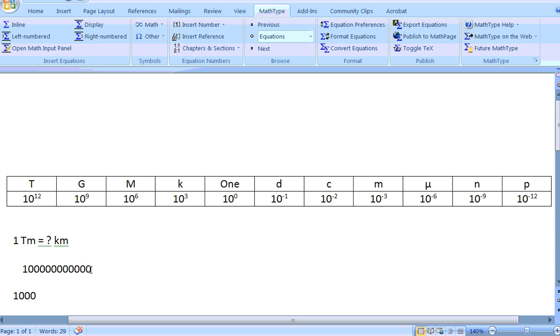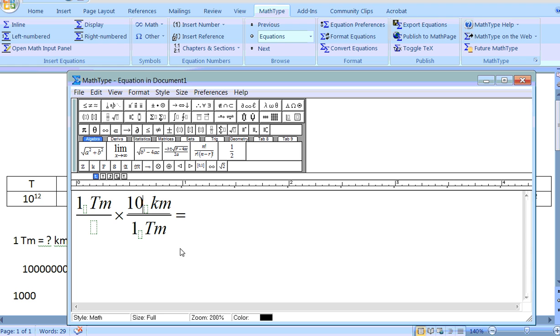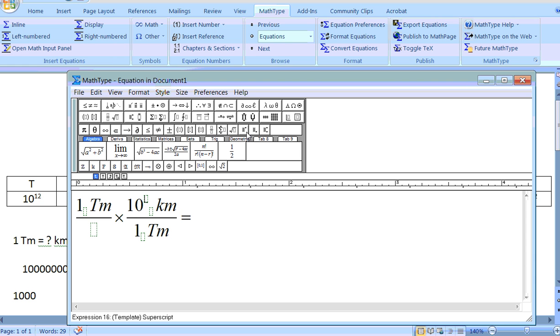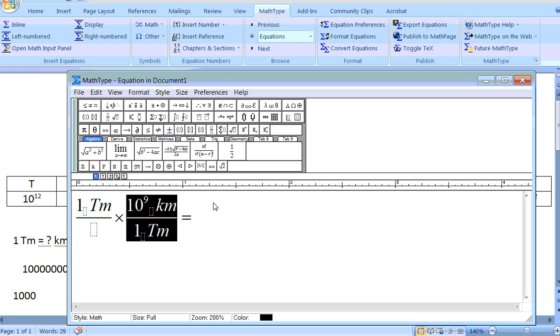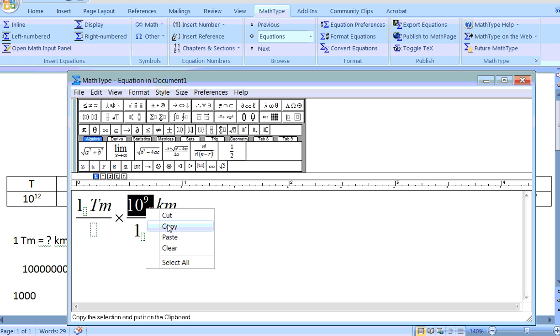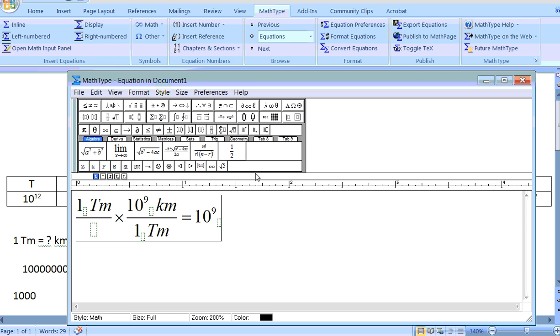So how many times did I move the decimal place from here to here? I think I need 1 more 0. So to get from 1,000, I'm going to go 1, 2, 3. How many more places do I need to move the decimal? I should have to go 9 times. So 1, 2, 3, 4, 5, 6, 7, 8, and 9. So what that means is there are 10 to the 9 kilometers in every terameter. It just so happens that the number is going to be the same, which is nice. This is a real quick calculation, and of course, you want to put your units on there.